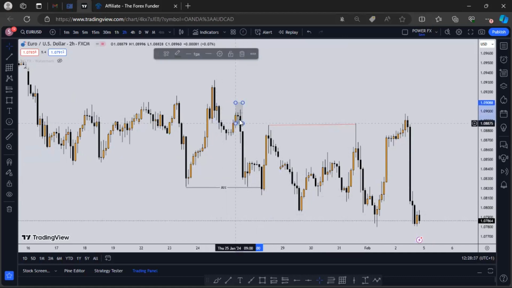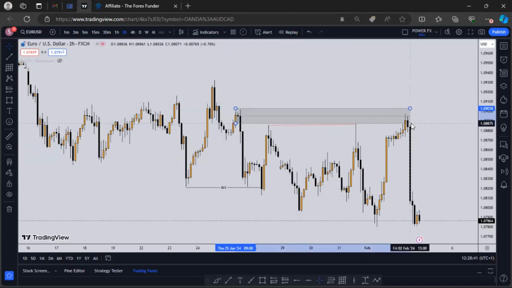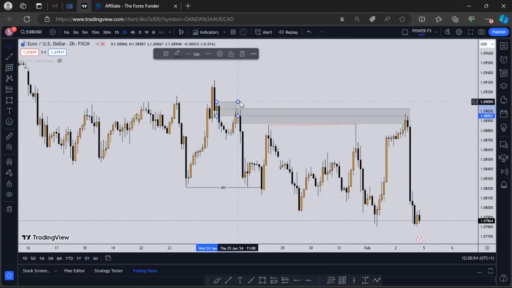So we're most likely to look out for this order block, because this order block caused the push all the way to the downside, causing the break of structure.